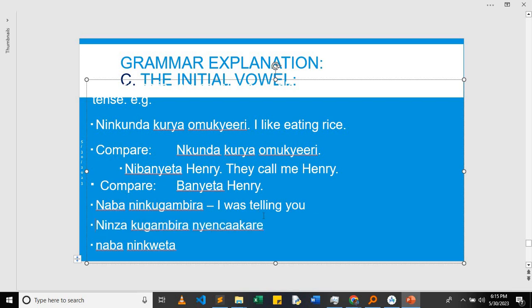Okay, I told her. Nka is like nkagenda, I went. Nkazayo, nkarya, I ate. We are going to move to that tense of talking about something that happened in the past when you are reporting to a person. Nkamugambira, that is I told him. Then nkakugambira, I told you.